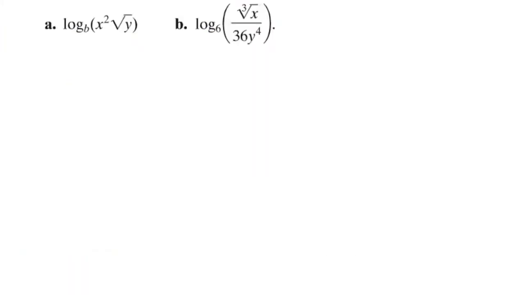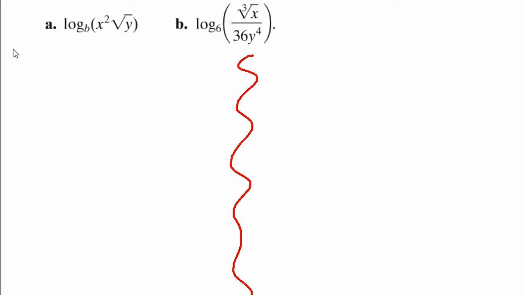So now we're just going to apply multiple properties to expand as much as possible. So I'm going to divide my paper into half, and I'm going to do A on the left side over here, and I'm going to do B on the right side. All right, so let's see. The first thing I see is multiplication. So first thing I'm going to do is get rid of that multiplication.